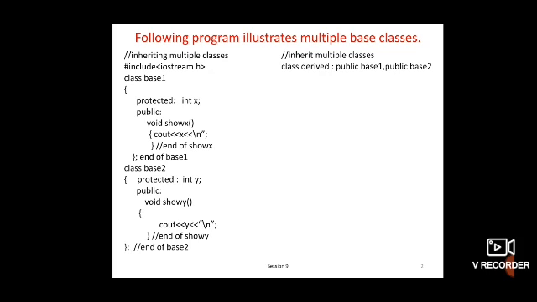Now create the derived class. You know the syntax to create a derived class: class, derived class name, colon, access specifier, base class name. Here the derived class name is derived, then colon, access specifier public, then base class name base1, comma, again access specifier and base class name base2, because this program illustrates multiple base classes. So write both base classes here, but write the access specifier separately for each base class.